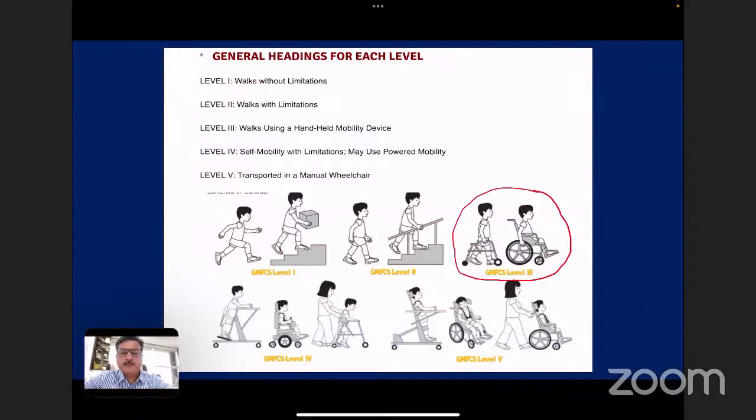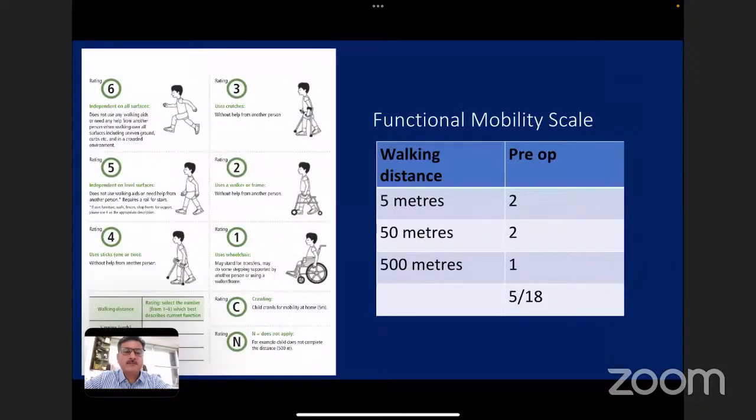With these clinical features, he was falling into the category of GMFCS level 3, and his functional mobility scale at this point preoperatively was that he could only walk for 5 meters, that too with the help of another person or with a walker or a frame. And for a 50-meter distance, like going to his school, he used a walker or the help of another person, or he would only use a wheelchair when he had to go to parks or long distances. So his functional mobility scale was very low. It was only 5 out of the 18 given score.